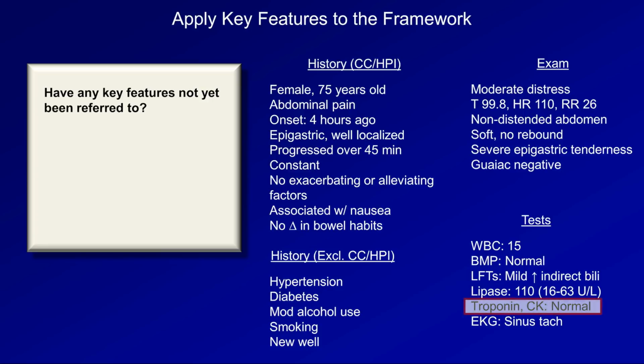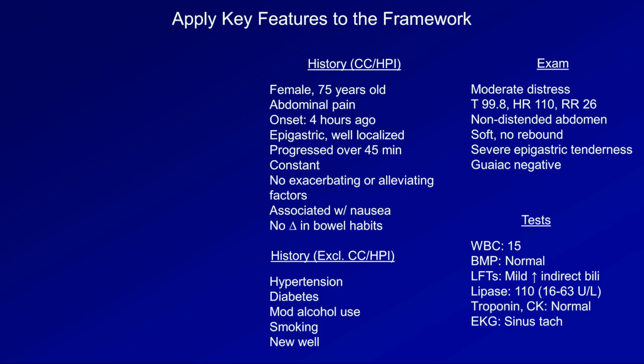The first is the normal troponin and CK. So why was this piece of information not incorporated into our framework discussion? It's because they were actually misidentified as key features. That is, there are no causes of 4 hours of epigastric pain in which we would expect the troponin or CK to be abnormal. Even in the event that the patient had an acute MI, it really is too soon for these enzymes to become elevated, and so therefore they probably should not be key features.